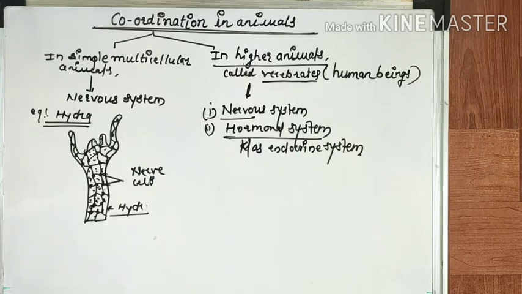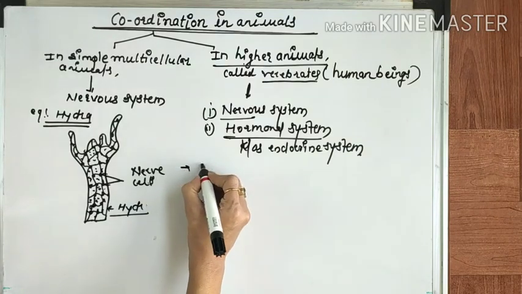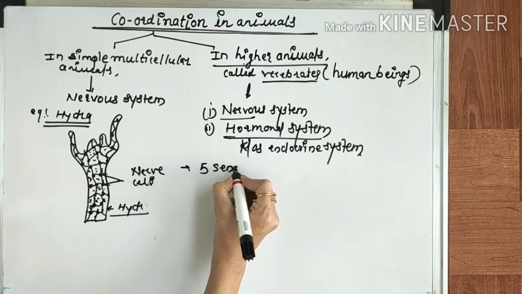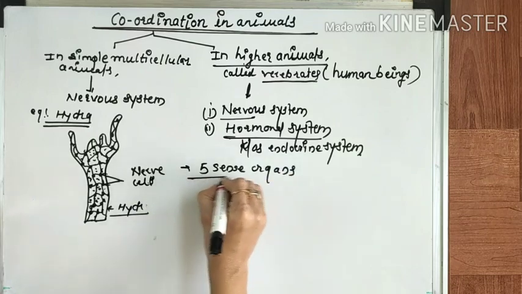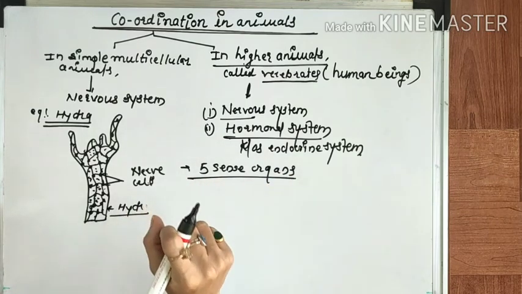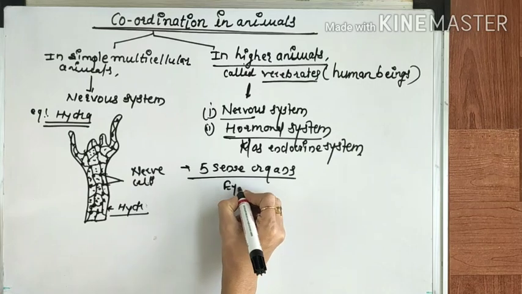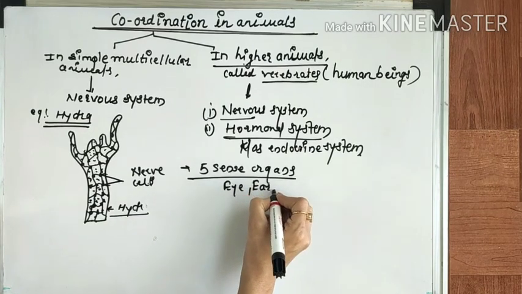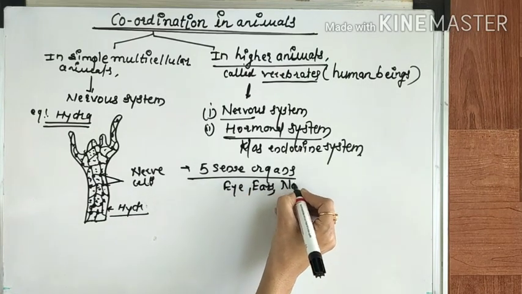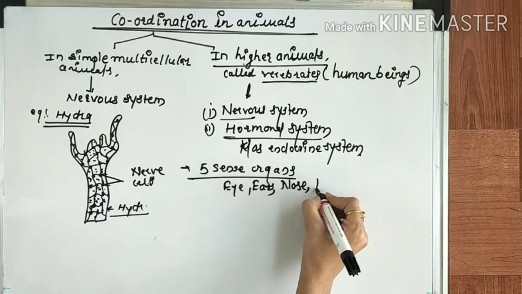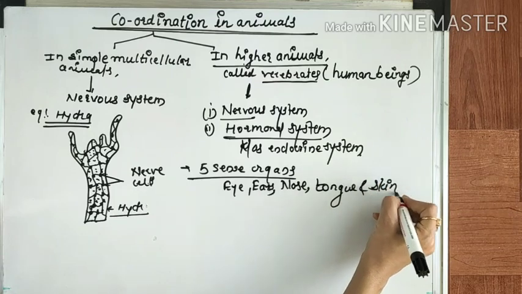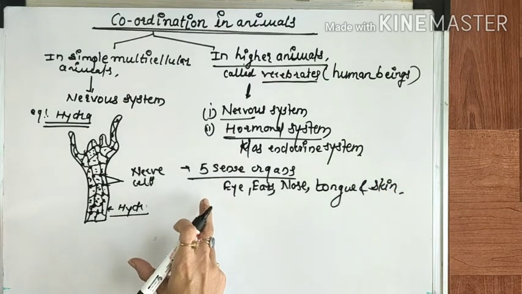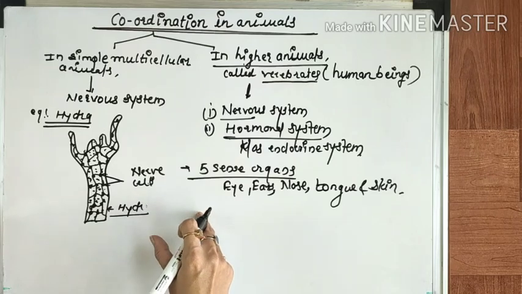As we know, there are 5 sense organs. How many sense organs are in our body? 5 sense organs are there in our body, right? For example, eyes, ears, nose, tongue and skin. These are the 5 sense organs present in our body.